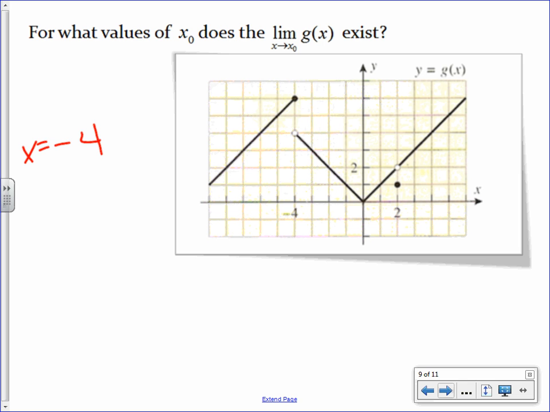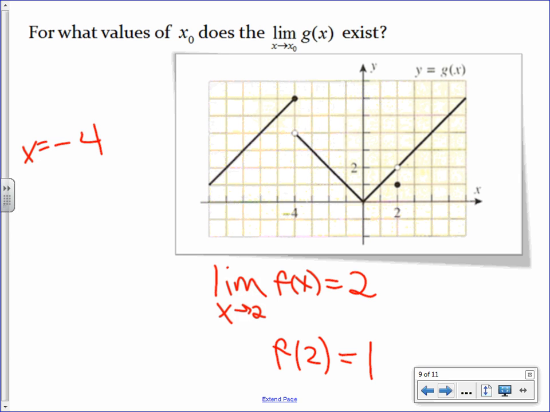Who says the limit does not exist as we approach 2? Good. What is the limit as x approaches 2? It's not 1? It's 2. Yes, Aaron? I was gonna answer. Oh, okay. Thank you. All right. When would I have an answer of 1? If it was just f of 2. Very good.